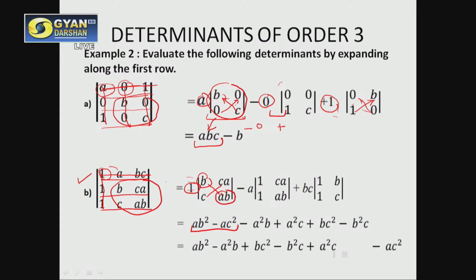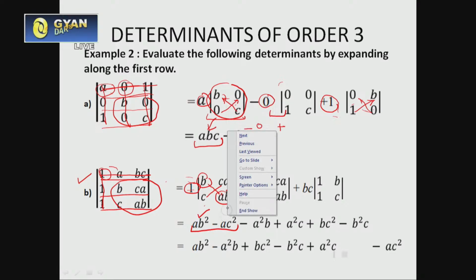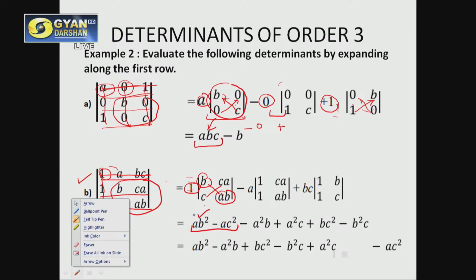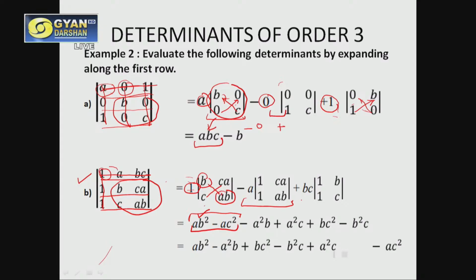So what will we get? a into ab into b, that is ab square. And multiplying this into this, that is ca into c, that is ac square. So this is the solution of the first expression. Similarly you can solve for the other components, this component and this component, and you will get the expression for the second component and the expression for the third component. Rearranging and solving, you will get the final solution as this. So this is how we solve the determinants of order 3.